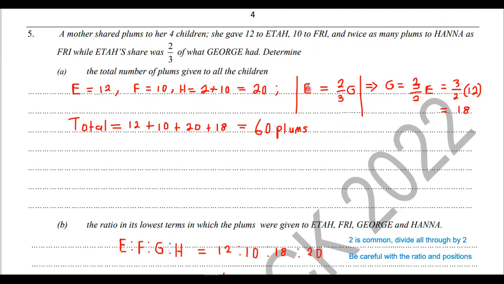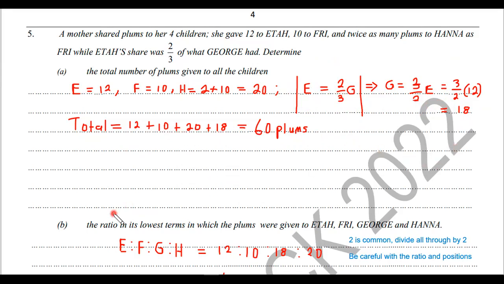So we can solve this in two ways. Etta's share is equal to 2/3 of George's share. This is the point where many students will not have the answer. There are many ways to do it, but I decided to do this one because it shows you exactly how you should get the answer without making an error. So Etta's share directly from the question is equal to 2/3 of George's share. From here, we know that Etta received 12. So 12 should be equal to 2/3 of G. We solve for G and we're going to have 18. We can now get the total number of plums, which is 12 plus 10 plus 20 plus 18.